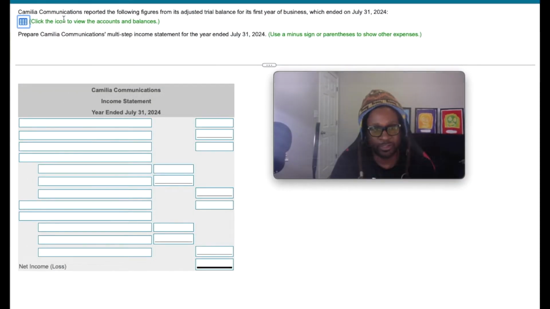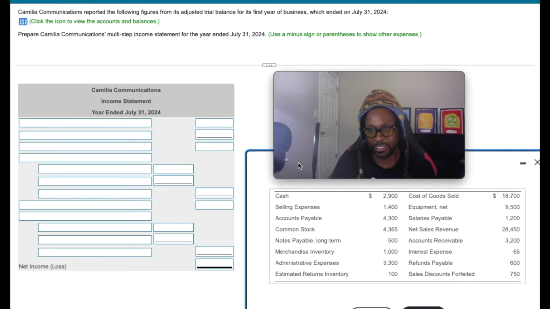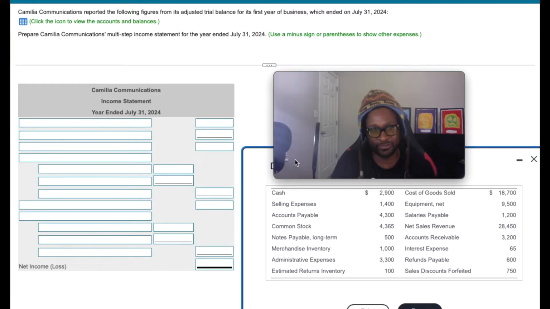So it tells us Camellia Communications reported the following figures from its adjusted trial balance for the year, its first year of business, which ended on July 31st. All right, so we have a table here. We can put that right here. It gives us a bunch of information, and it wants us to prepare Camellia Communications' multi-step income statement for the year.